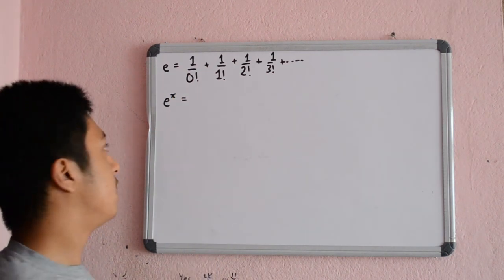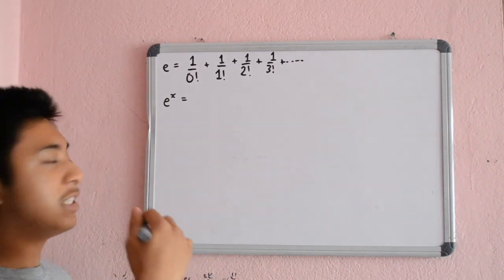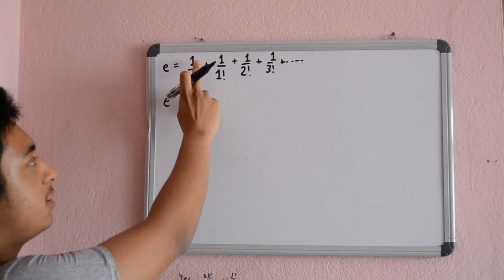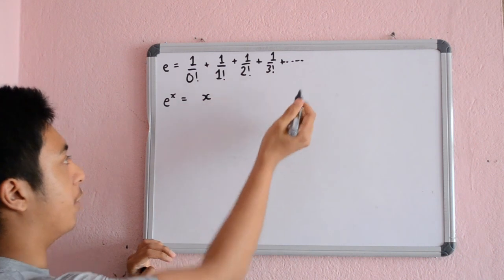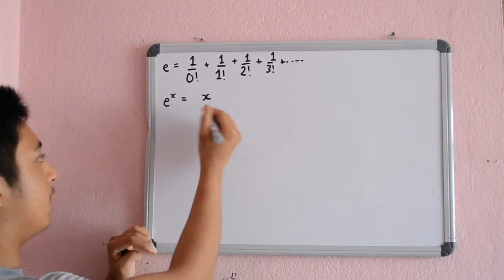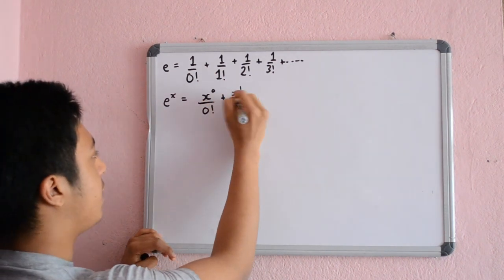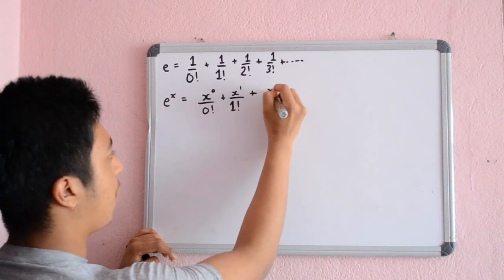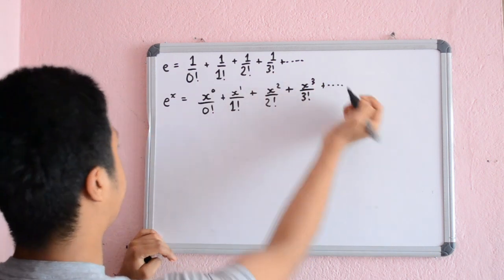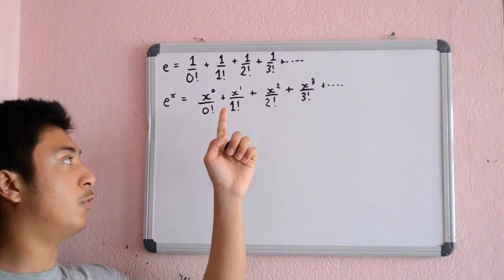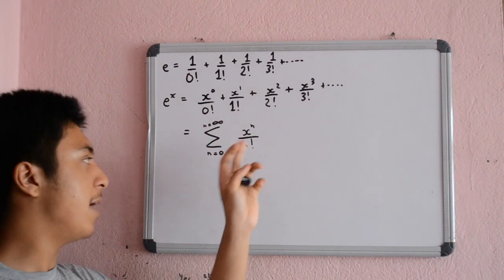However, I have made a video on the expansion of e to the power x, and here it's quite easy. What you're going to do is, instead of writing these ones, you're going to write x to the power of these corresponding numbers right here without the factorial. So for the first one it is x to the power 0 by 0 factorial. Then the second, x to the power 1 by 1 factorial. Then x to the power 2 by 2 factorial plus x to the power 3 by 3 factorial and so on. If you want to write it in summation form, it will be this right here: as n goes from 0 to infinity, x to the power n by n factorial.